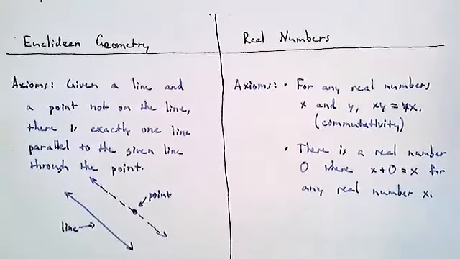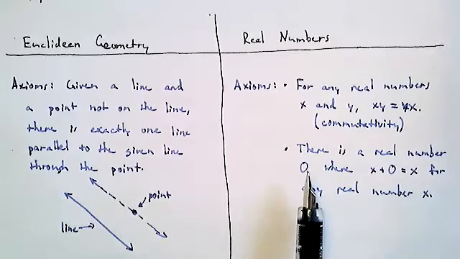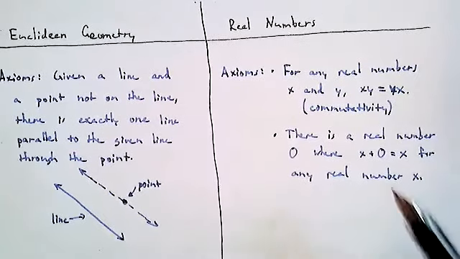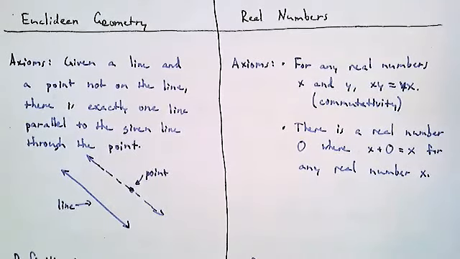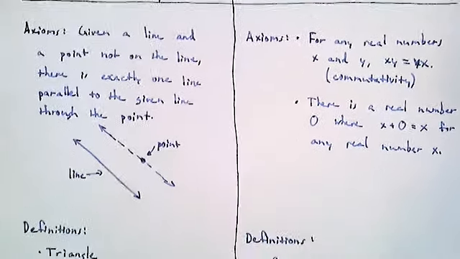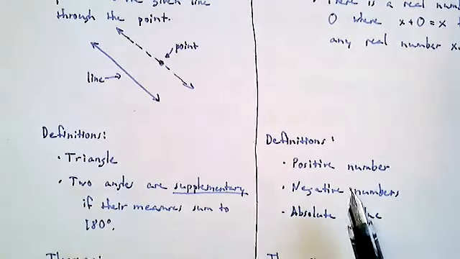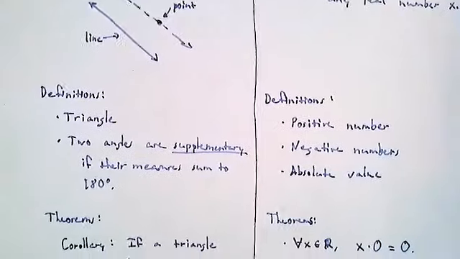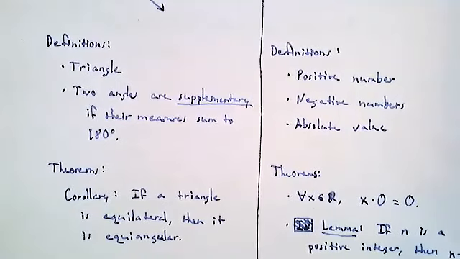This has axioms like multiplication is commutative, or there is a number 0 that you can add to any other number and get the same thing back. And this is just a small collection of the axioms. There are a lot more if we wanted to go into detail. And then there are all sorts of definitions, like what is a triangle in geometry, or what is a positive number for real numbers.